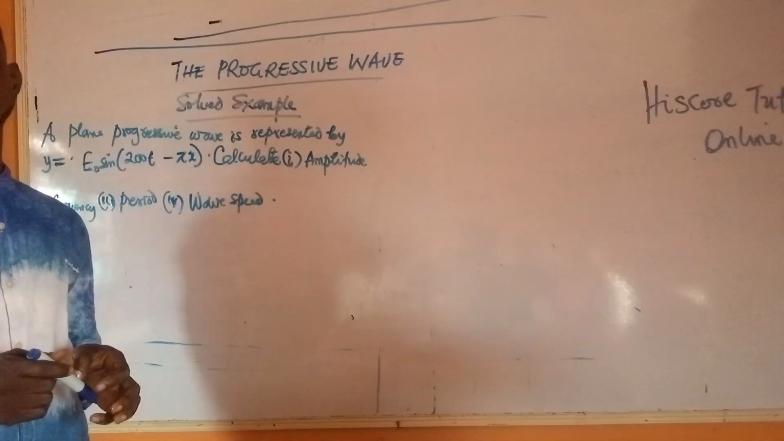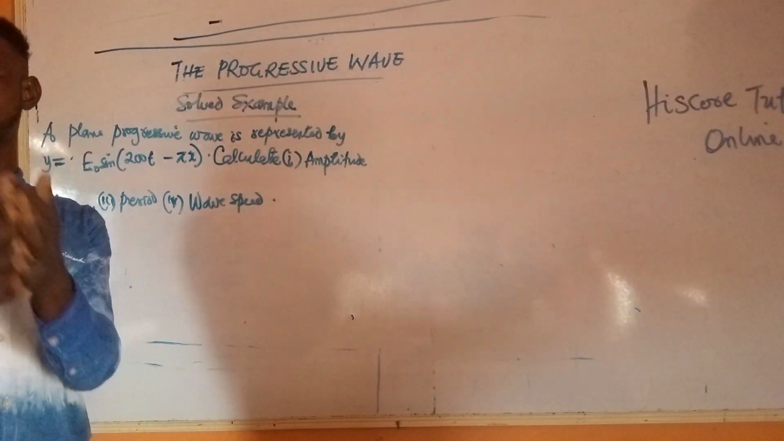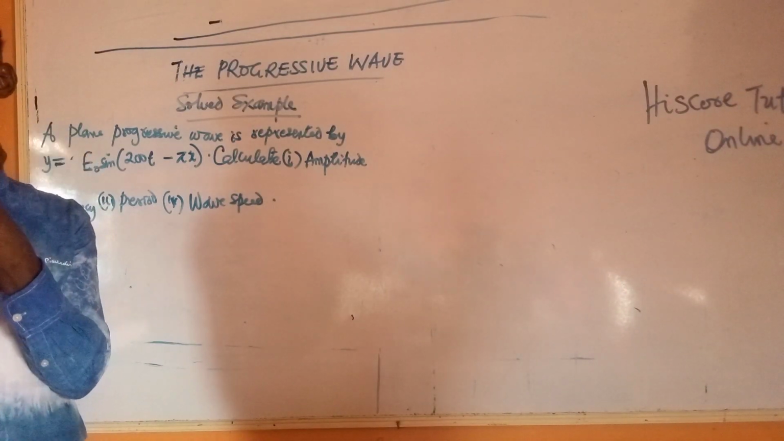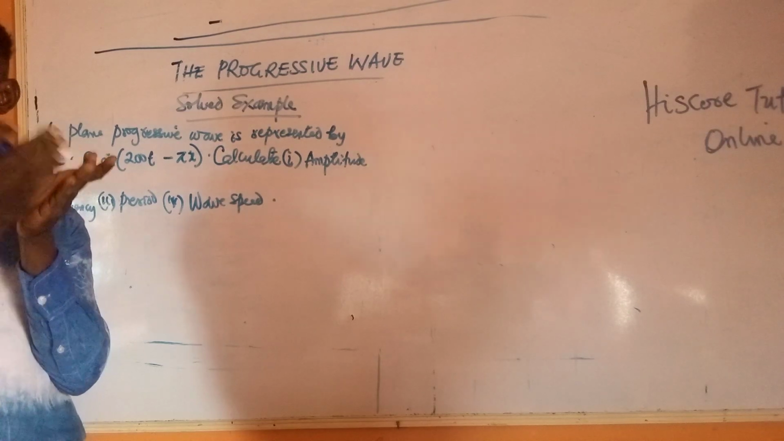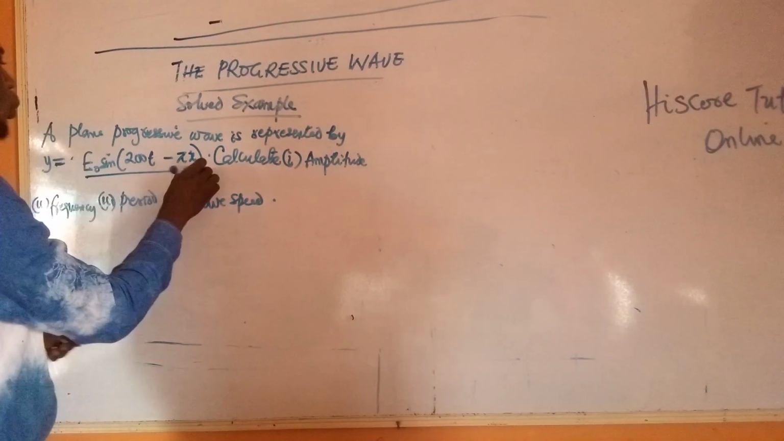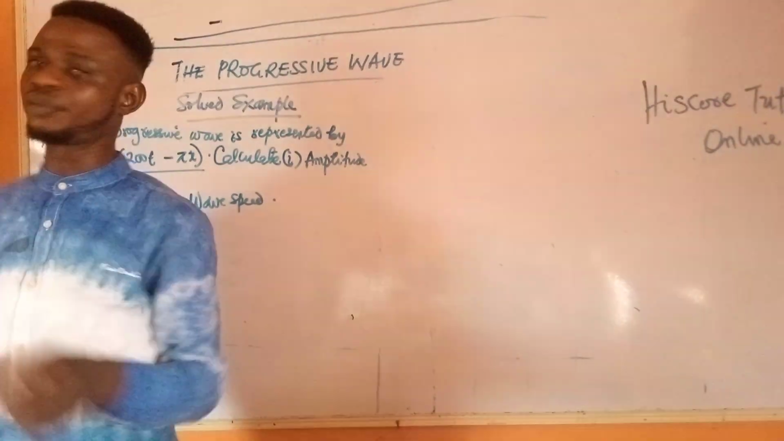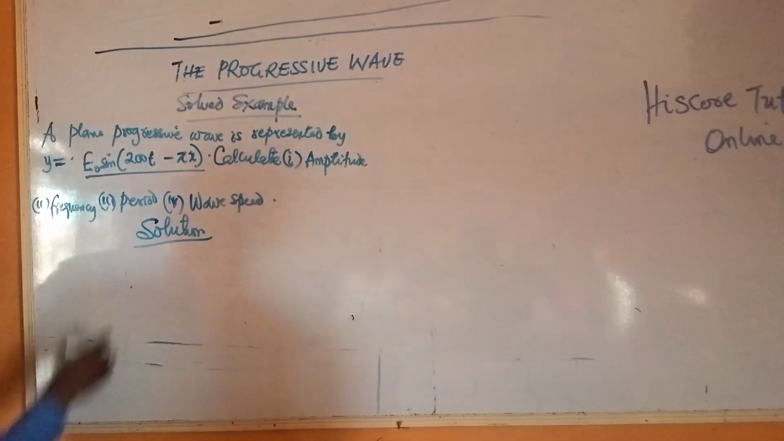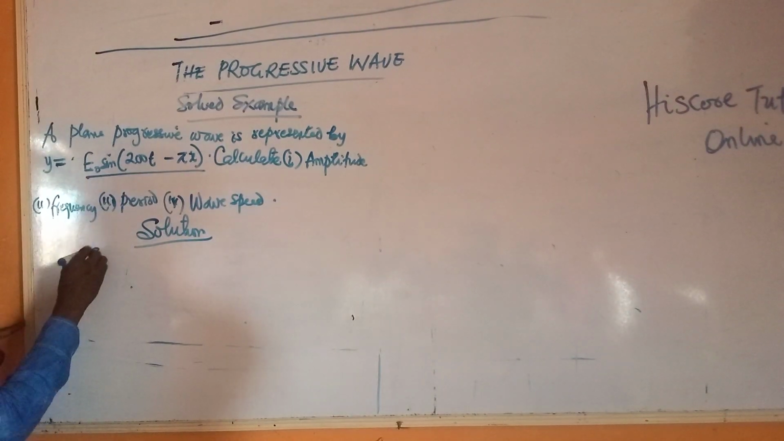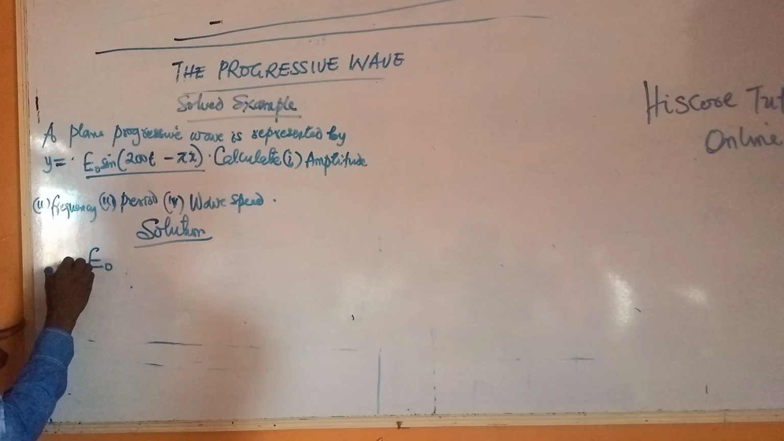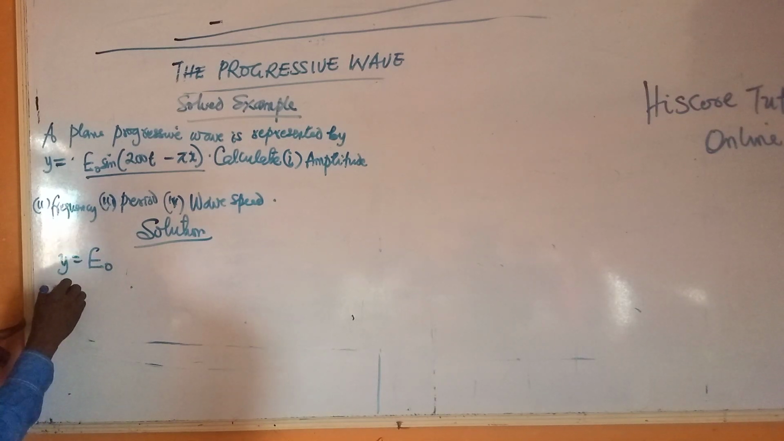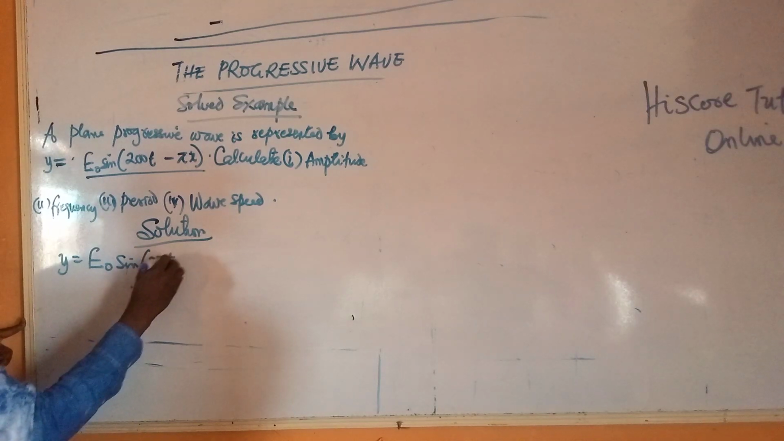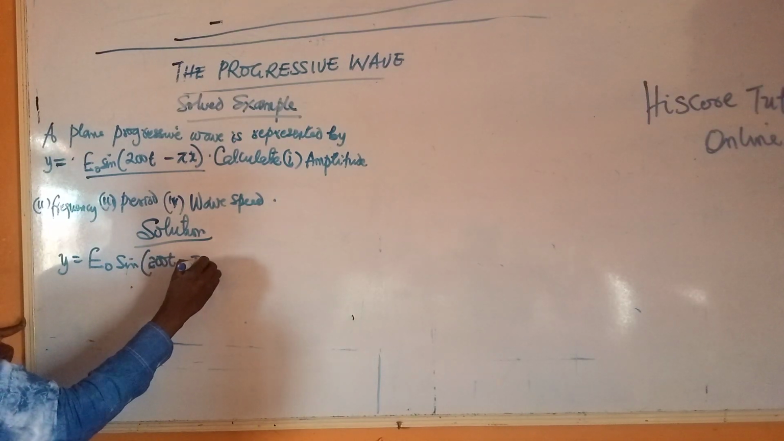Alright, the best thing to do is try to equate what you are given with the standard equation of a progressive wave. Are you following? Now, from here we are given that y equals E naught sine (100t minus pi x).